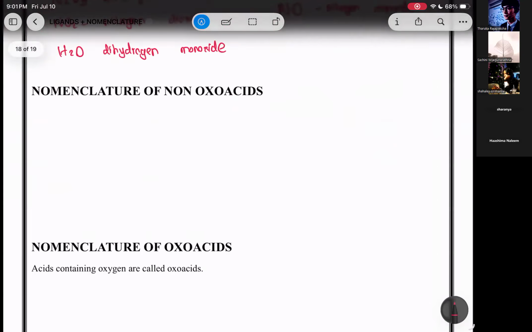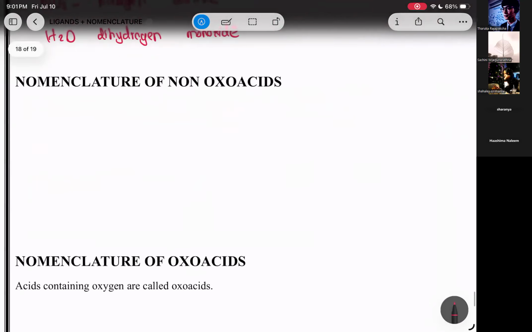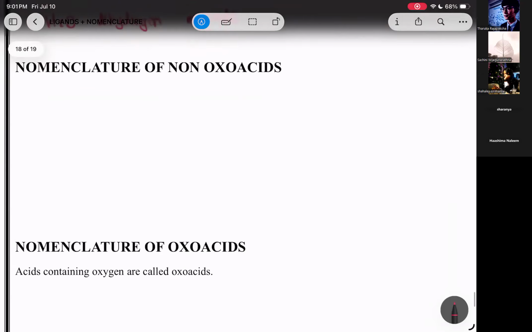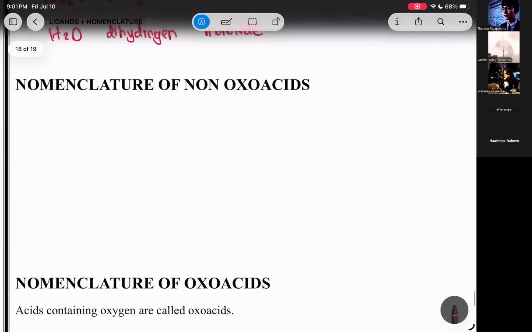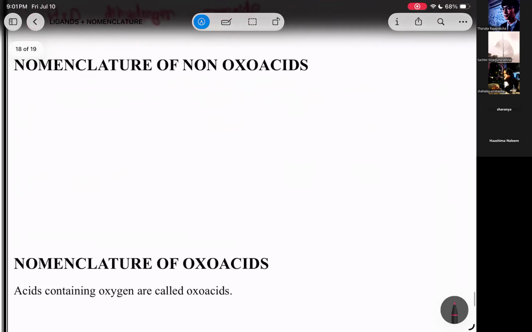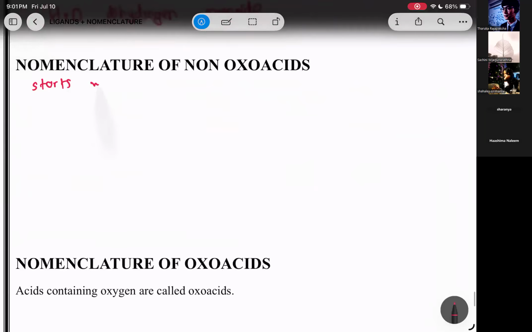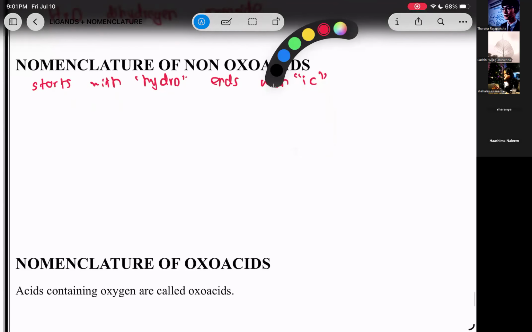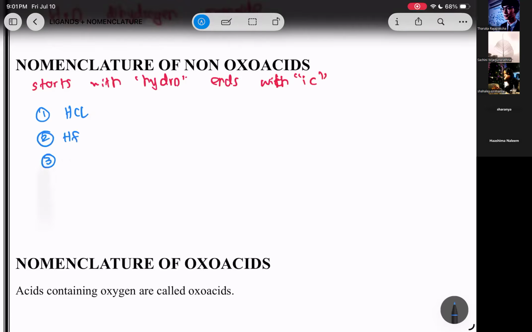Nomenclature of non-oxo acids. So non-oxo acids start with hydro and end with ic. For example, first one HCl, second one HF, third one H2S, fourth one HBr, fifth one HCN.